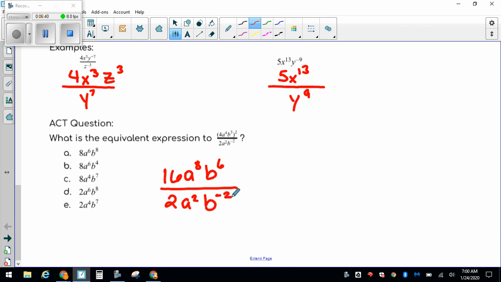Now I'm going to go through the division rules because I want to get rid of this fraction. 16 divided by 2, or reducing that fraction, turns out to be 8. Remember, if it's division, we're subtracting the exponent. So a to the 8th over a squared, 8 minus 2, makes a to the 6th. B to the 6th over b to the negative 2, 6 minus negative 2 makes b to the 8th. And that's it. So the answer is 8a to the 6th, b to the 8th.